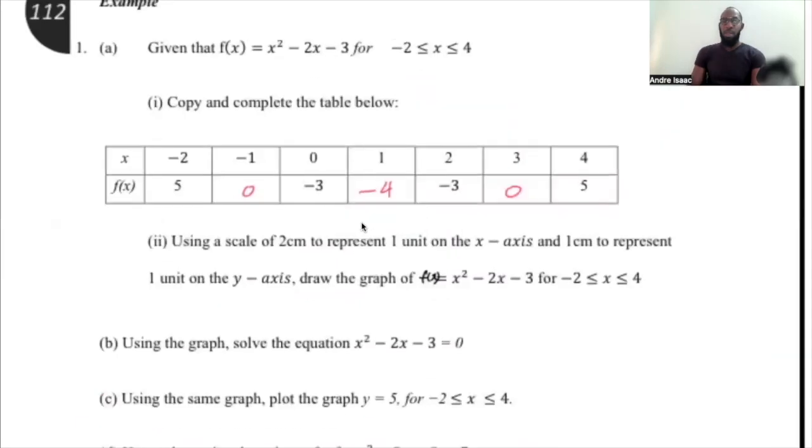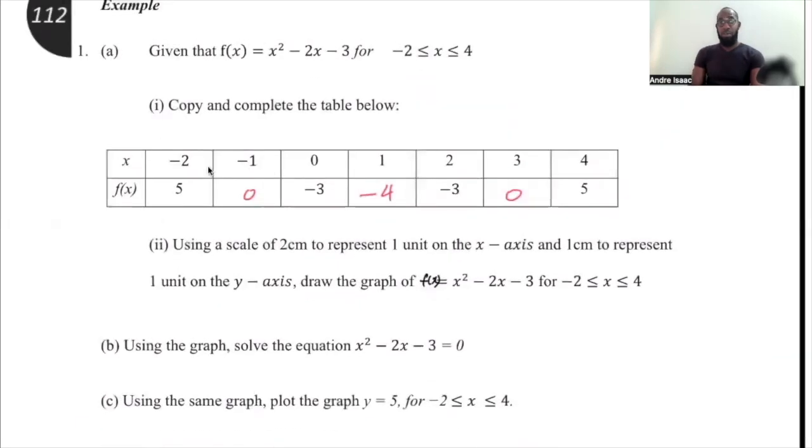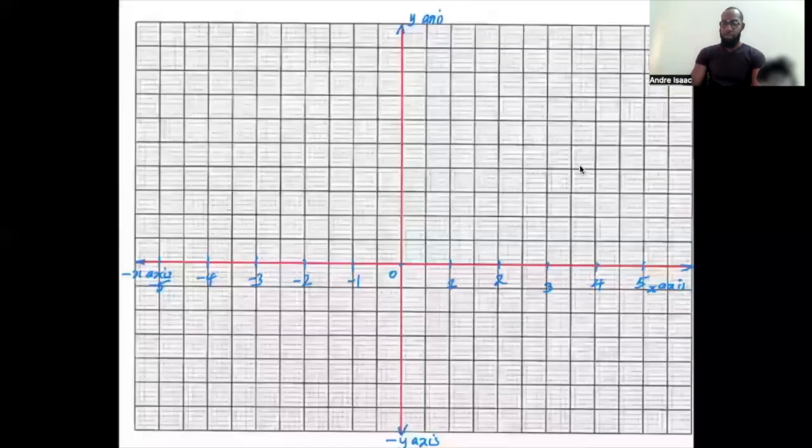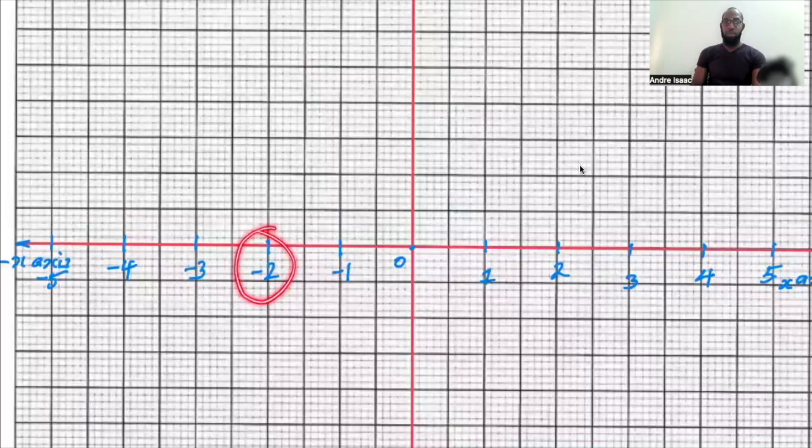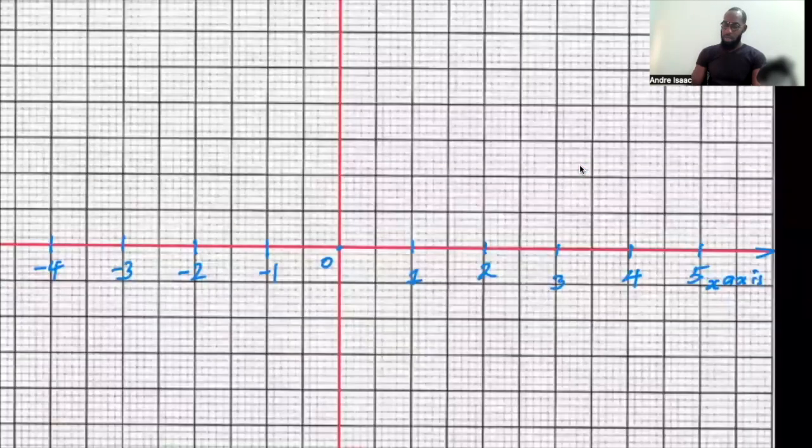Now, this is important. Look at your lowest x value and make sure it's on the graph. We have negative 2 as the lowest x value, and 4 as the highest x value. When you look at the graph here, I have negative 2, and I have 4. So I'm good with the x.